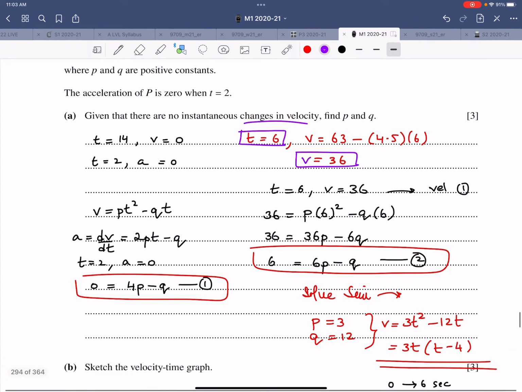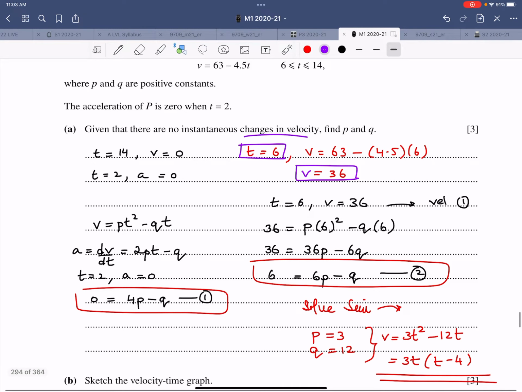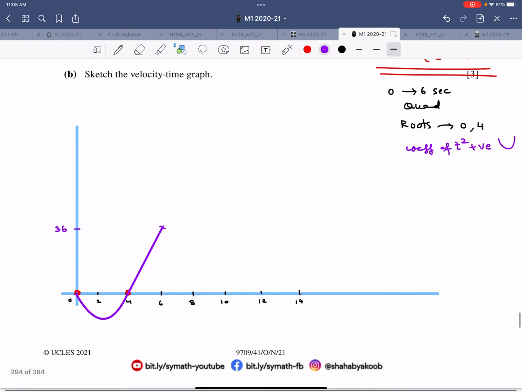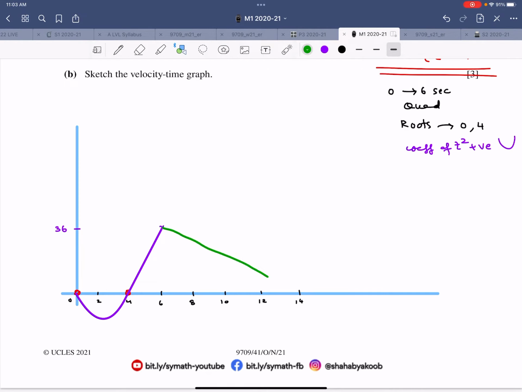The next part is a straight line. It says 63 minus 4.5t. So now this straight line would be having a negative gradient, and at 14 it's becoming 0. So that's how you draw the graph of velocity in meters per second against time in seconds. So it's all P1, it's all pure maths.